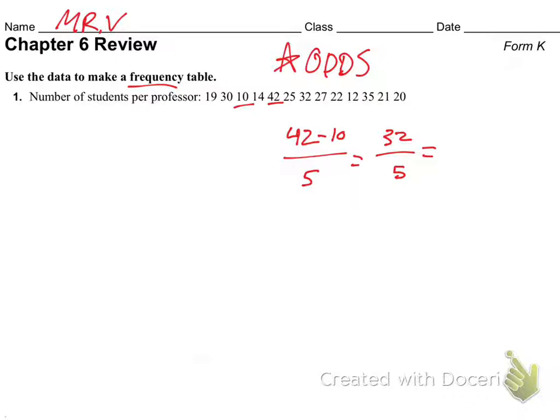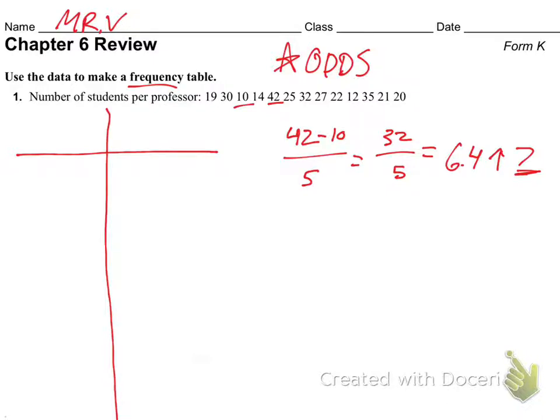I'm sorry, 6.4. Instead of having 6.4, I'm going to round up to just have 7. So that's my interval right there. Then I just have to make my frequency table, which would be students in the top left, and then the top right would be the frequency. And then my interval is 7.